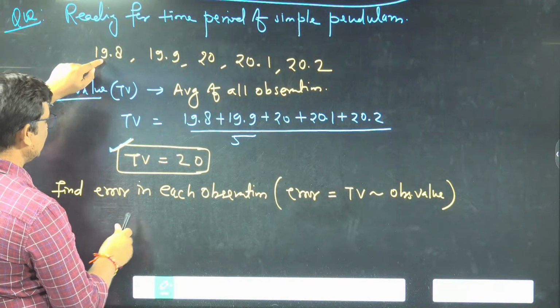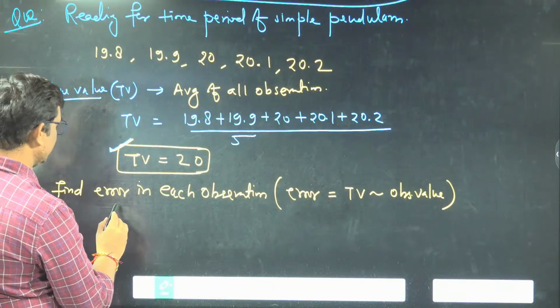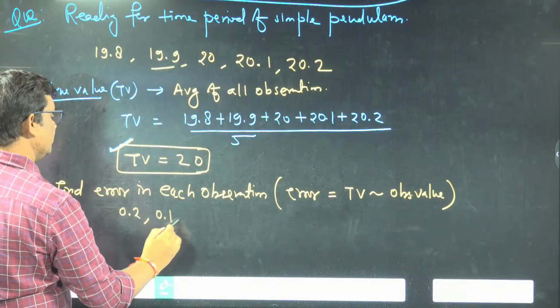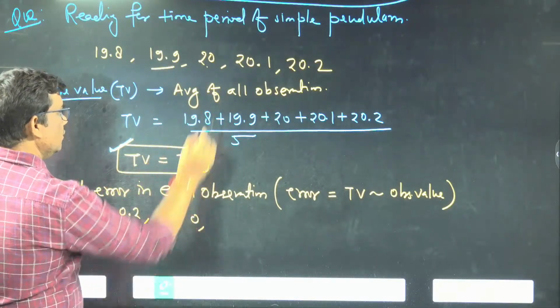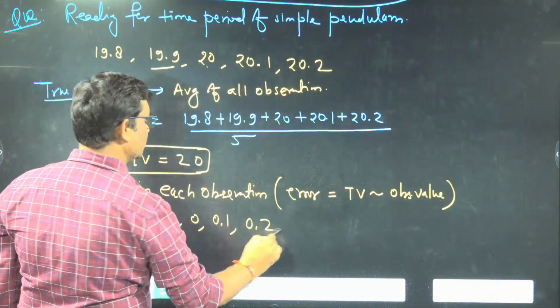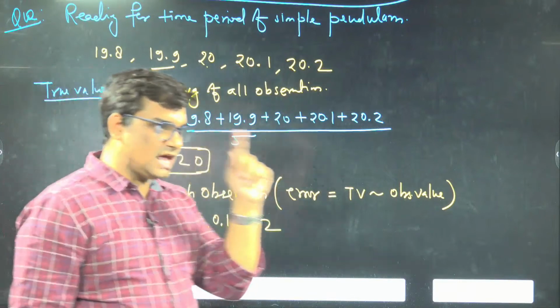Then what are the error in this first experiment, in first reading? You can say, sir, 0.2. In this one, what are the error? 0.1. What are the error? 0. What are the error here? 0.1. What are the error here? 0.2. Okay, so these are the steps I am writing.